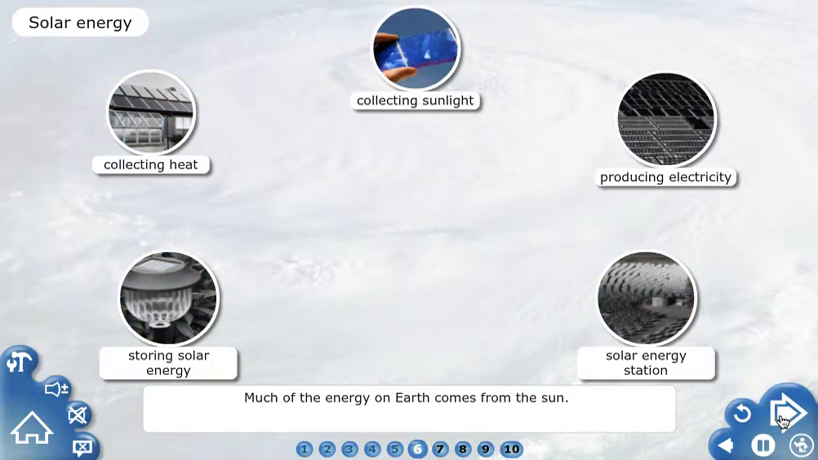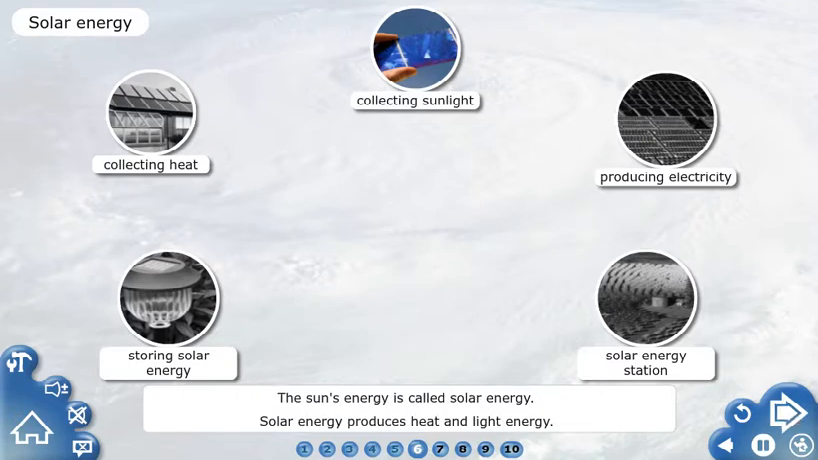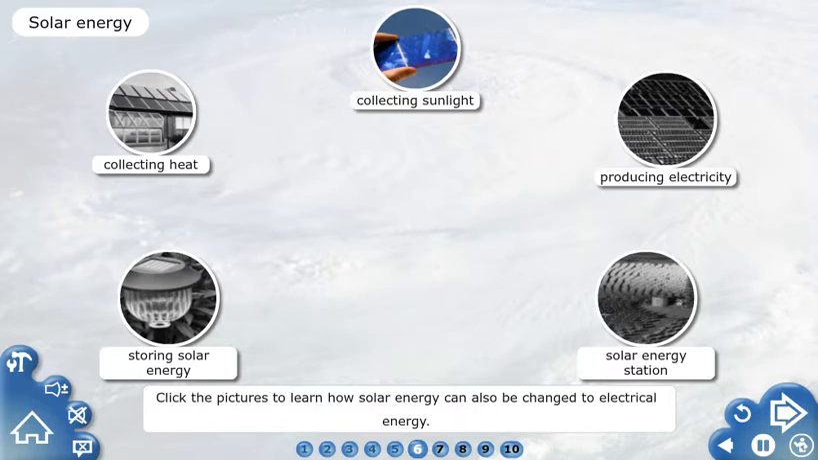Much of the energy on Earth comes from the sun. The sun's energy is called solar energy. Solar energy produces heat and light energy. Click the pictures to learn how solar energy can also be changed to electrical energy.